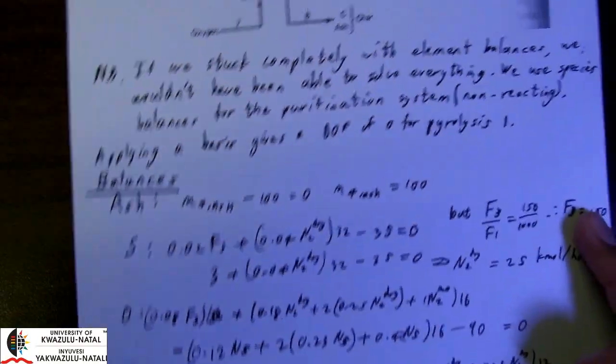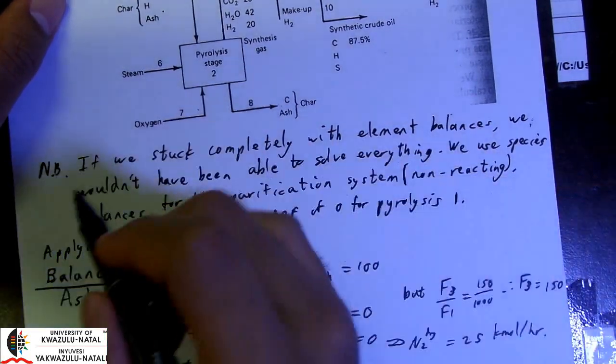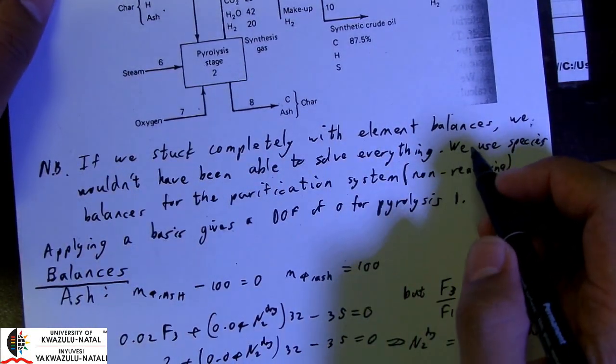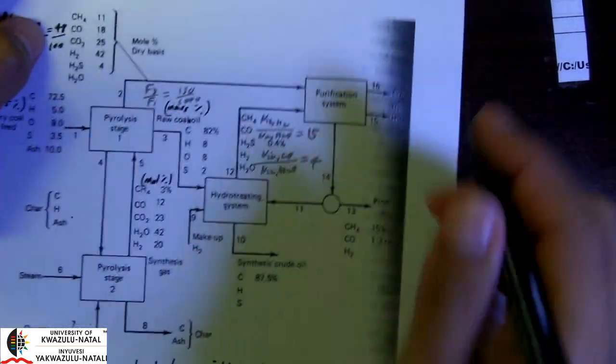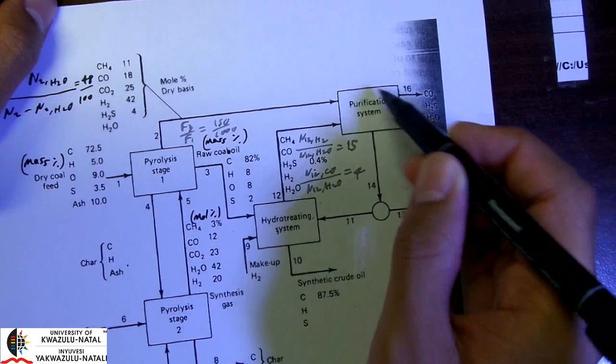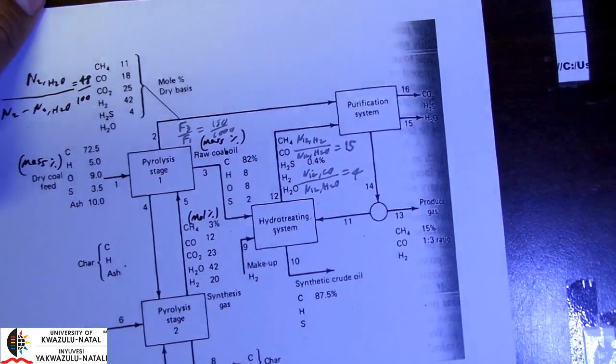Note that if we stuck completely with only element balances, we won't be able to solve everything. So we have to use species balances, and we are using it for the purification system in particular because our purification system is a non-reacting system.